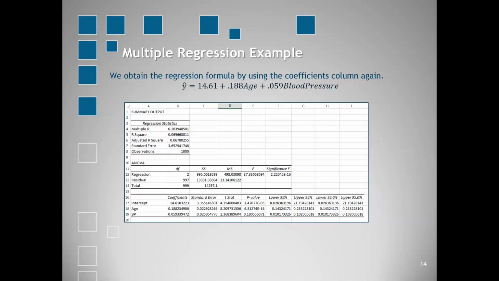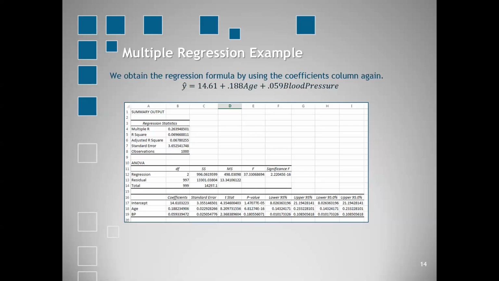So we want to interpret the effects of age. We say that for a 1 year increase in age, we expect the length of hospital stay to increase by 0.188 days when blood pressure is held constant. Likewise, a 1 unit increase in blood pressure increases the length of stay by 0.059 days when age is held constant.